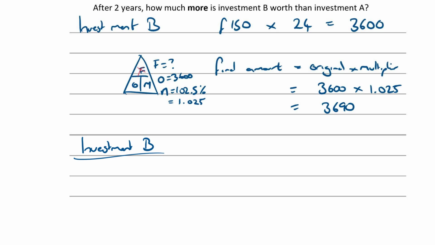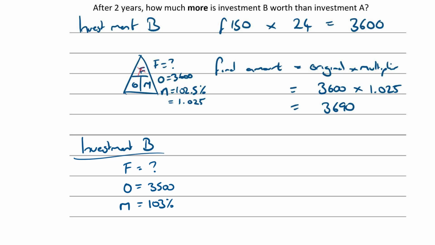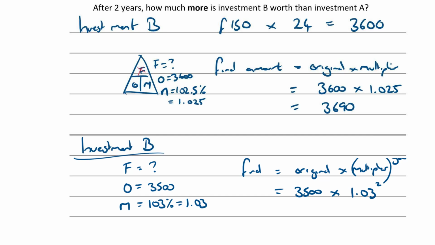So again, using my triangle, F is equal to the amount I'm trying to find. The original this time is 3,500, and the multiplier is an increase of 3%, so that's 103% as a percentage increase, which is 1.03 as a multiplier. So then my final, this again is going to be my original times my multiplier. But because it is compound interest, I'm going to raise that to the power of the number of years that we're going to do it for. So that's going to be 3,500 times my 1.03 raised to the power of 2.